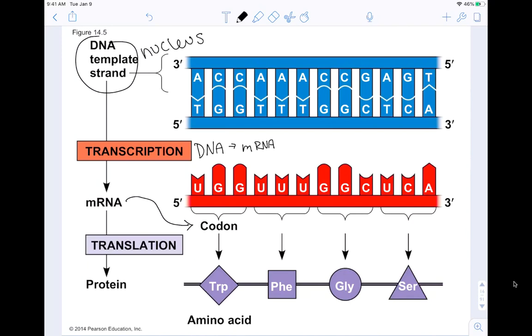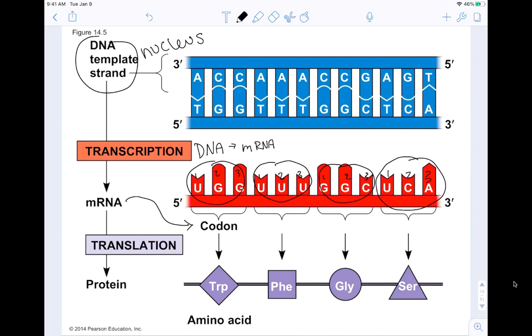A triplet of nucleotides. 1, 2, 3, that's a codon. 1, 2, 3, that's a codon. 1, 2, 3, look, another codon. And finally, a last codon. 1, 2, 3. So here we have 4 codons on this mRNA molecule.